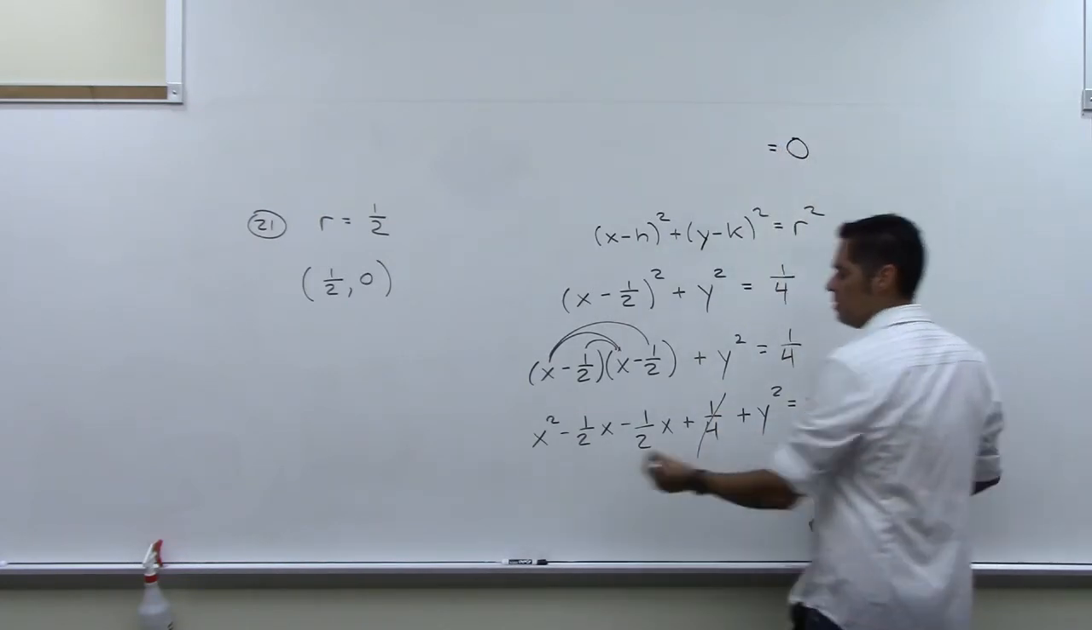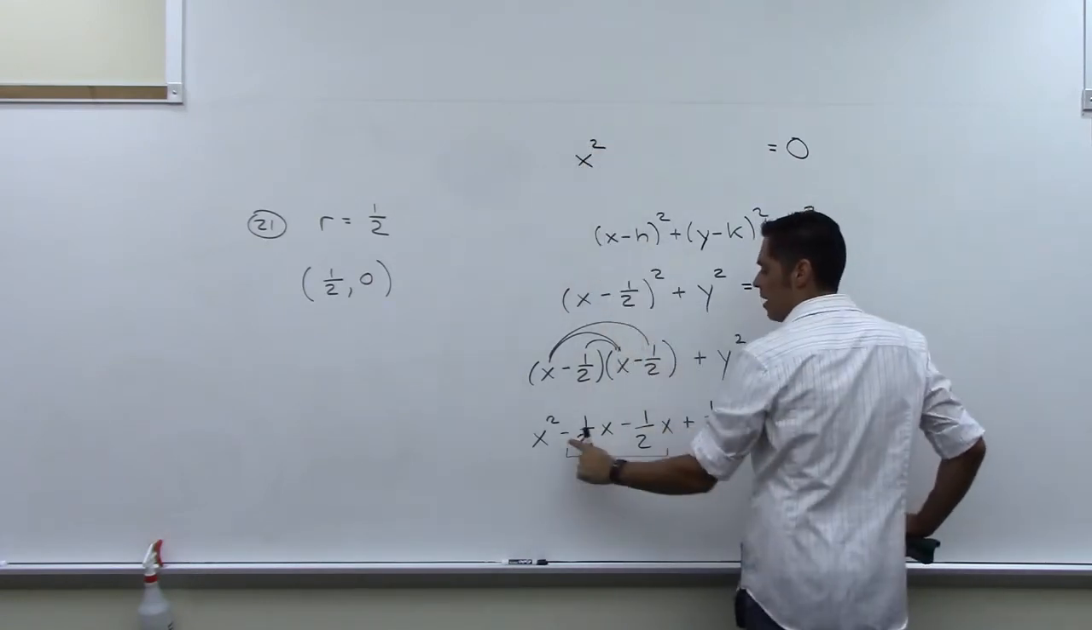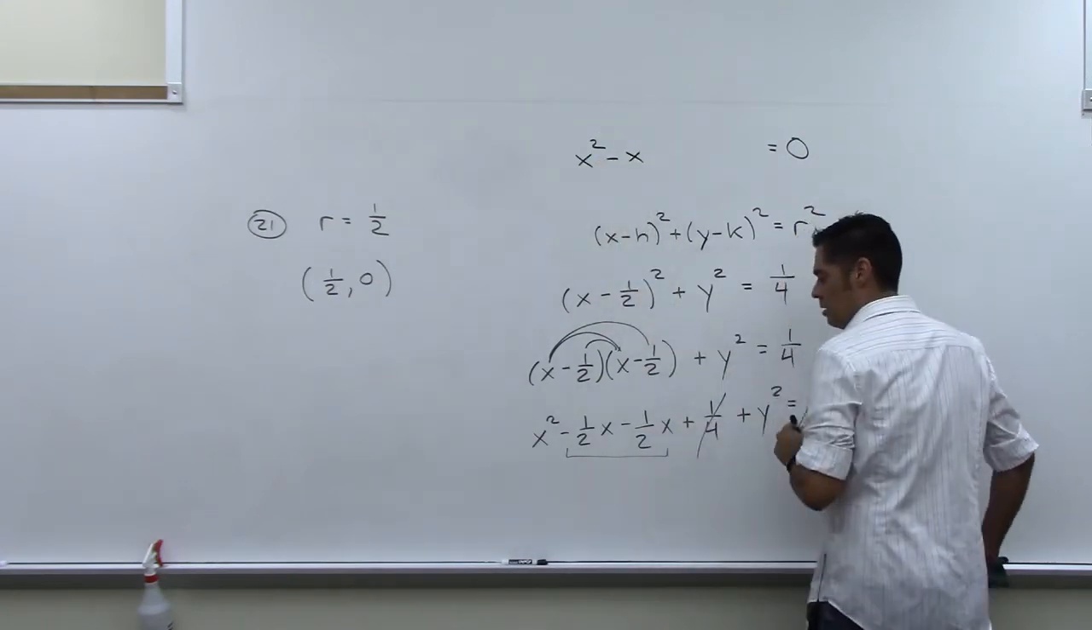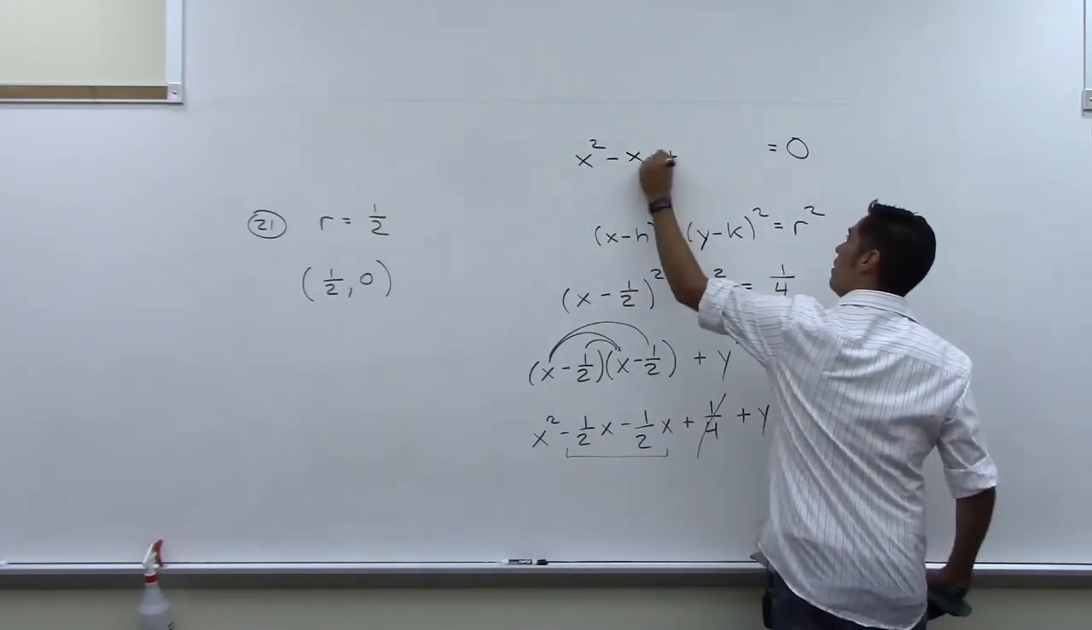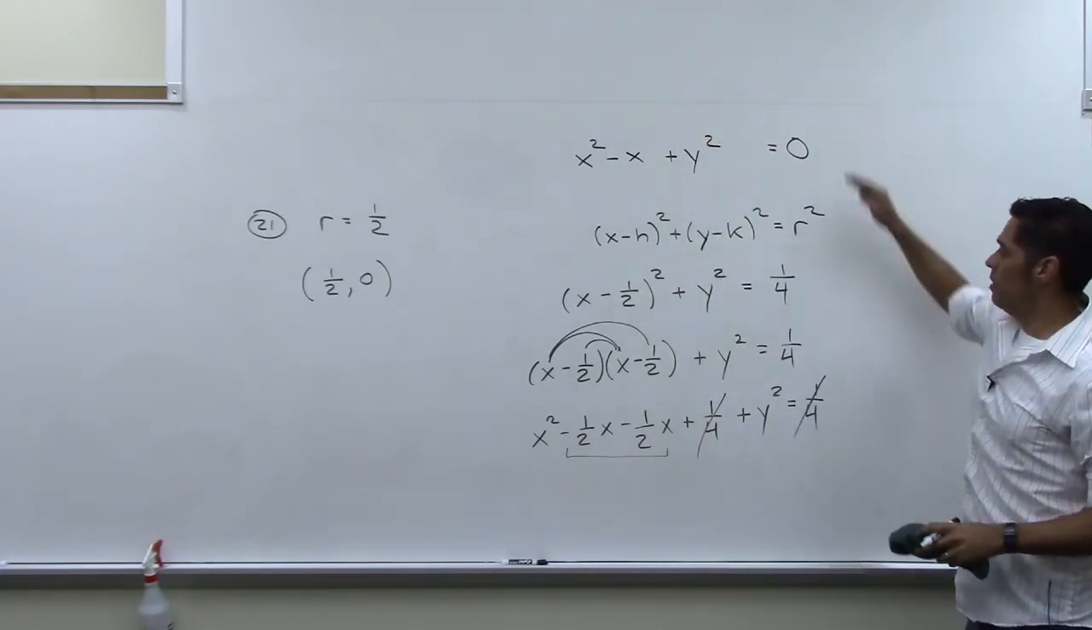And on the left, notice I can put these two together. So we get x squared, and if you take negative 1/2 minus 1/2, that's negative 1, so negative 1x. And then I still had plus y squared equals 0. So there's our general form. There's our standard form.